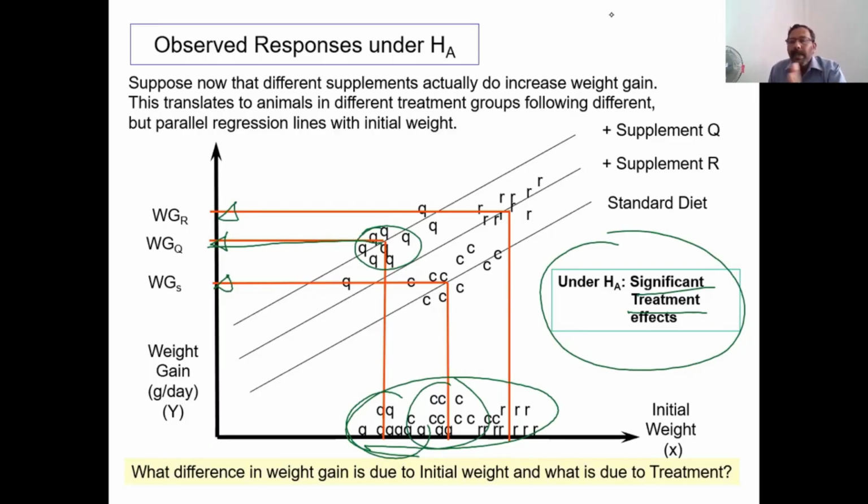In the earlier case, there was no weight gain increase. Now, really, the supplements are increasing the weight gain. This translates to the animals in different treatment groups following different lines, and we come up with regression lines for different initial weights.